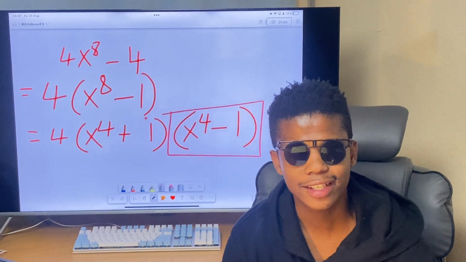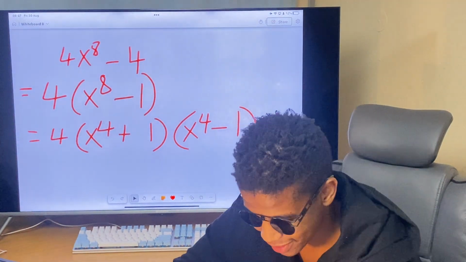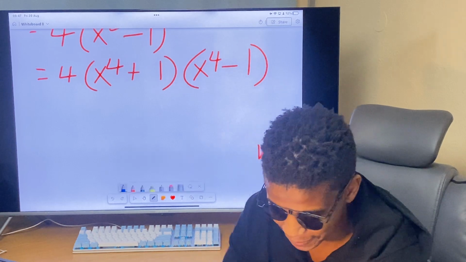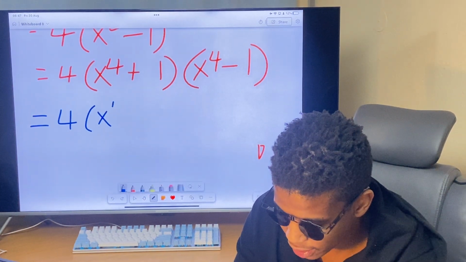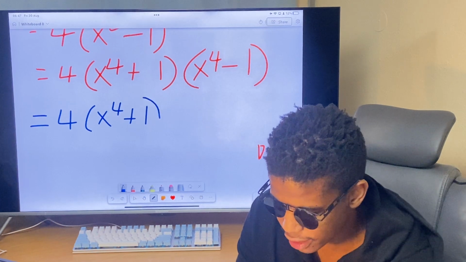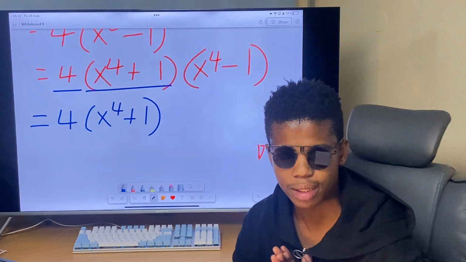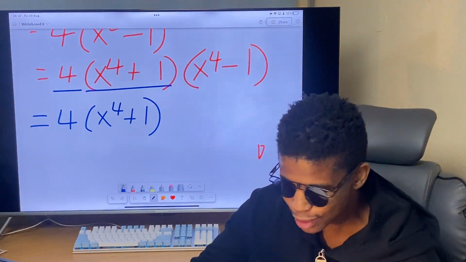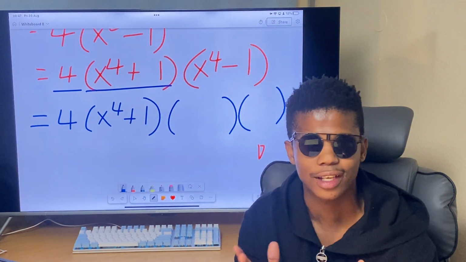There's still another difference of two squares. Let the fun go on. Let's go on, ladies and gentlemen. So here we have 4 times x to the power of 4 plus 1. These two terms are here, right? We're not going to do anything to them because they are fully factorized. But this one, we have to break into another difference of two squares.